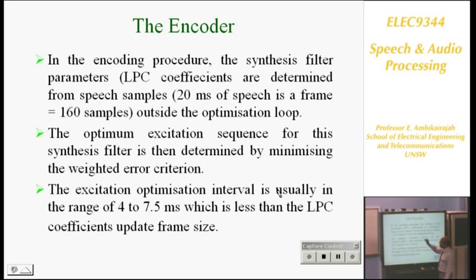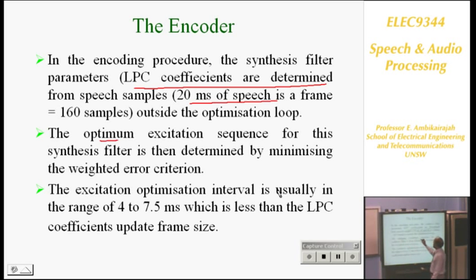Encoding procedures, synthesis filter parameters: we calculate LPC coefficients, determined every 20 milliseconds of speech, 160 samples, and the next frame 160. They're not overlapping, they're non-overlapping frames, okay? Overlapping is only used if you are calculating frequency response, analyzing frequency components or using the Fourier transform. But for coding purposes, we can't overlap. It adds delay. We want non-overlapping frames for coding purposes.